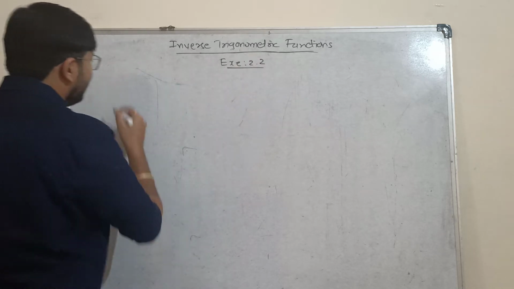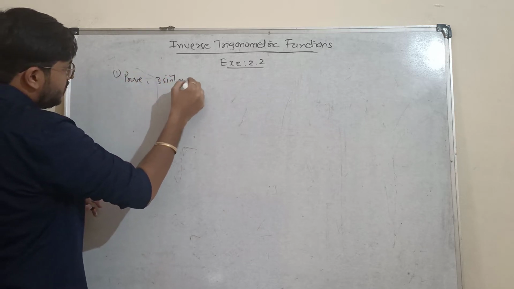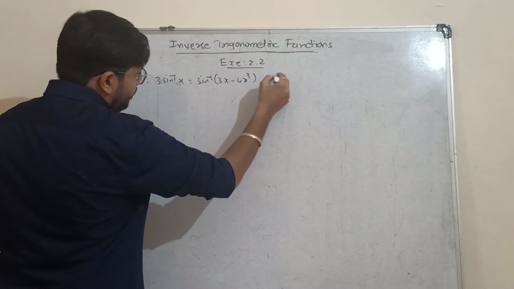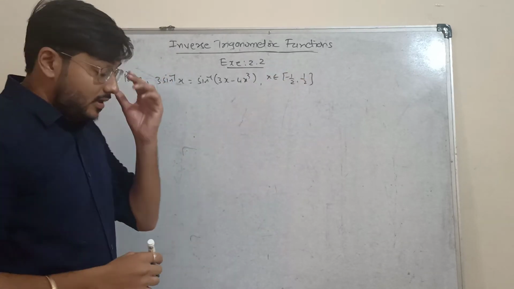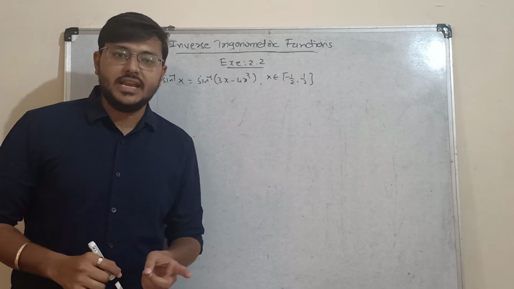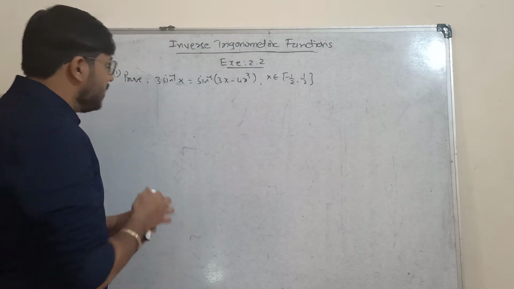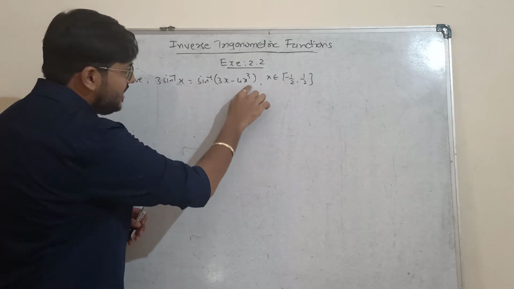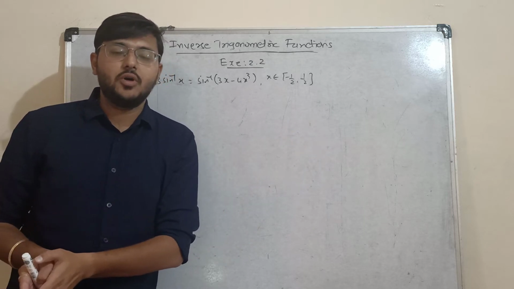Exercise 2.2. In that, the very first question is, we have to prove 3 sine inverse x equals sine inverse 3x minus 4x cube for x belongs to minus 1 by 2 to 1 by 2. Now, just remember a point that I am going to tell you. Whenever you want to prove LHS equals RHS, always go with the reduction of the term, not the expansion. That means, if you check from LHS to RHS, in the LHS you have to expand something, whereas in the RHS you have to reduce the term. So always go with the larger to smaller term.